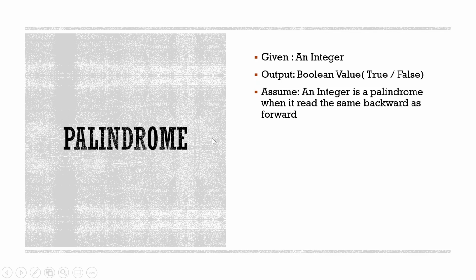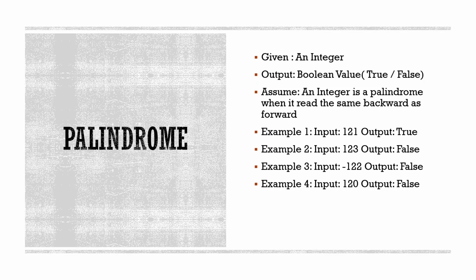We know the definition of a palindrome: it should read the same when reading backward or forward. Let's see some examples of inputs and expected outputs so that we can understand more. Here are some examples we need to take care of while developing the code. The input is 121. If you read it backward it is also 121, so the output is true. The input is 123, the backward is 321, so the output is false.